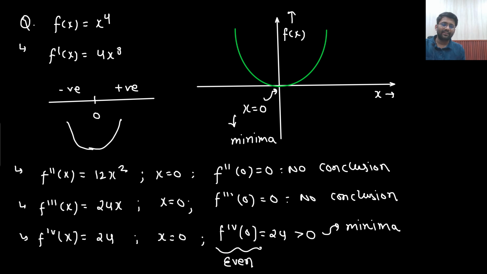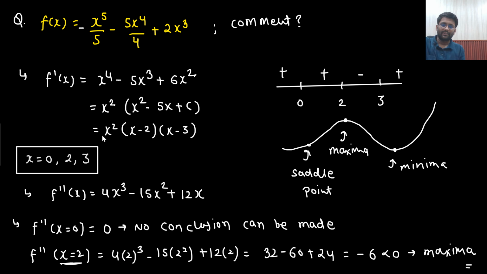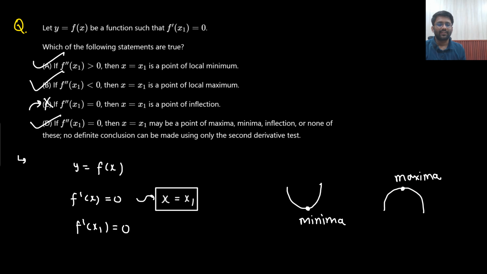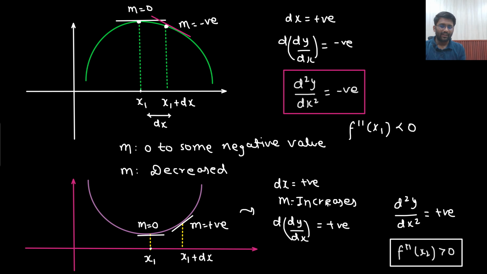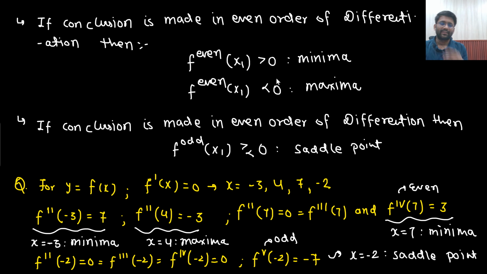Although from this particular slide, whatever discussion we have done from here onwards, I just wanted to prove that this will be saddle point, maxima, minima, but the conclusion is made on this slide. So when you revise, you will revise this slide, understand the meaning, and then go to the last slide. If the conclusion is made in even differentiation, then you treat it as a double differentiation only. If the conclusion is made in odd differentiation, no matter whether it is greater than 0 or less than 0, it will be a saddle point.